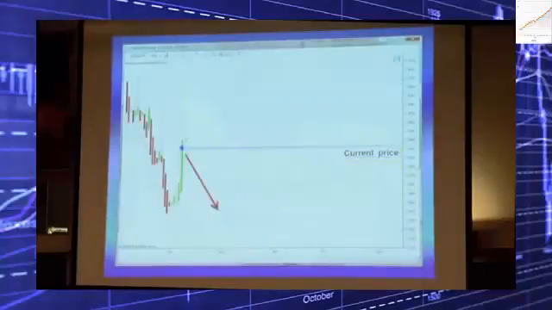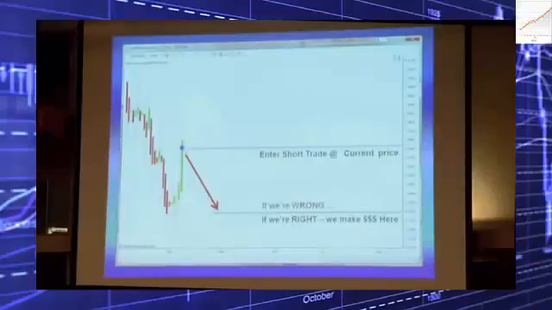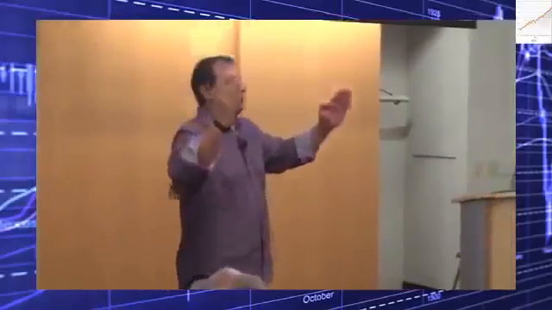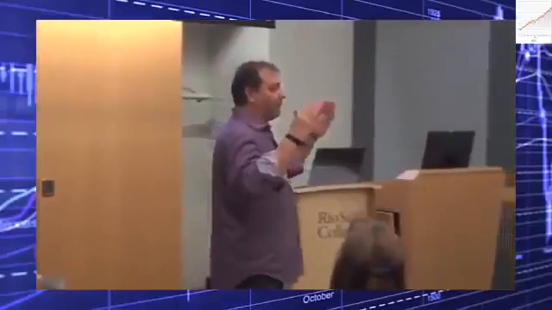All right. Now, same thing. If we think the market's going down, if we're right, we make money down here. If we're wrong, the market's going up. We enter long here at the top of the zone recovery. Basically, the zone recovery is this set number of pips that your original trade goes in the red. That's it.